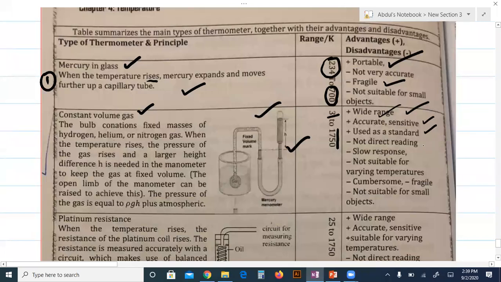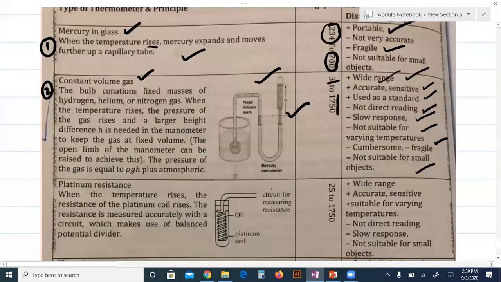But the problem is no direct reading. First, we have to measure pressure, and then we have to calculate the temperature. It has slow response, not suitable for fluctuating, rapidly changing temperature. It is fragile, cumbersome, because many parts are used, and not suitable for the temperature of small objects. This is thermometer number 2.